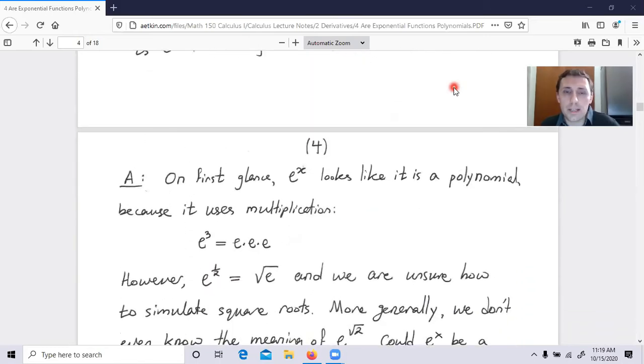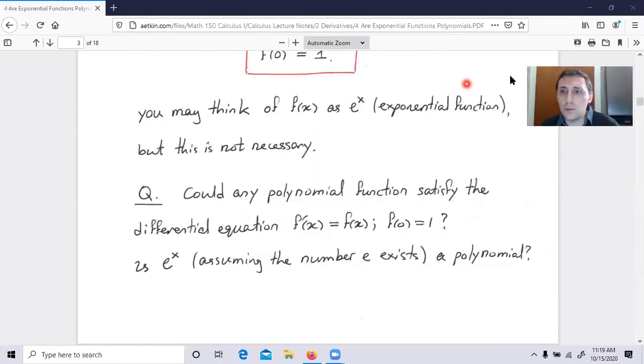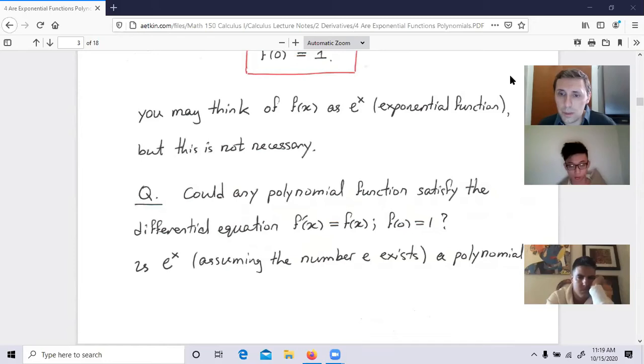So, investigating it. First we ask ourselves, is e to the x a polynomial? Remember that question? And why do we ask that? Because in first grade, you could possibly understand polynomials. You know multiplication, you know addition. So that's the simplest operation.